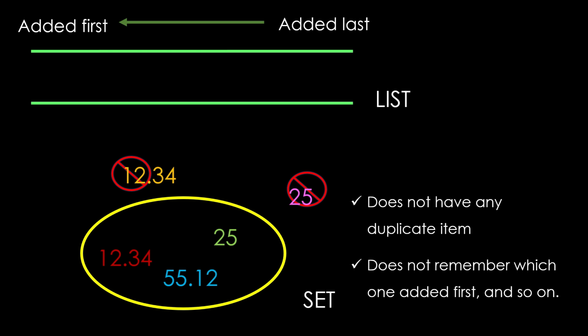You might wonder then, when should we use a set? Remember, when we don't need to maintain any form of order among the items and when items cannot be duplicated, we should favor using a set over a list.